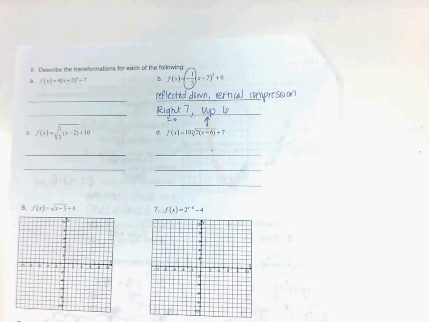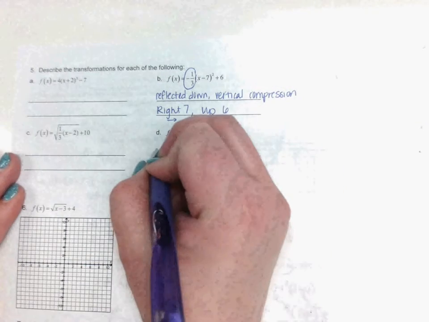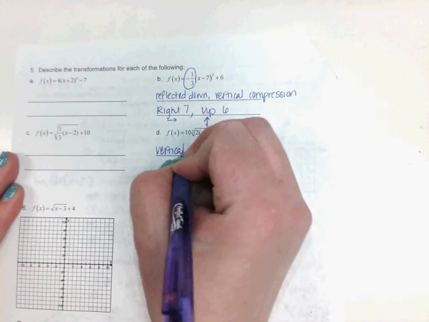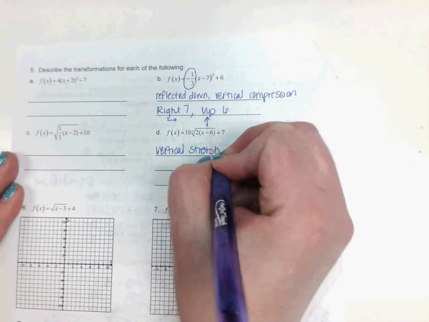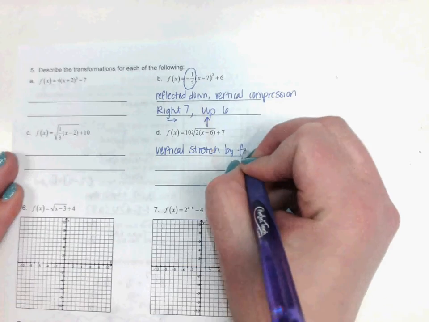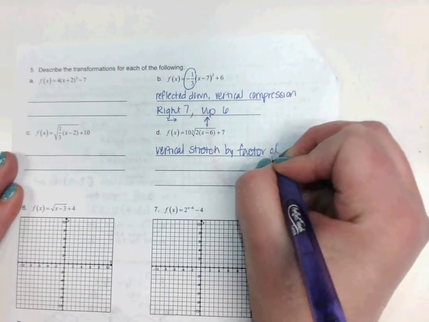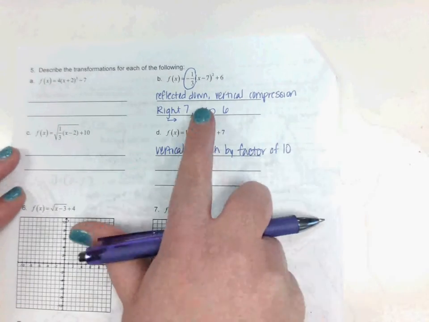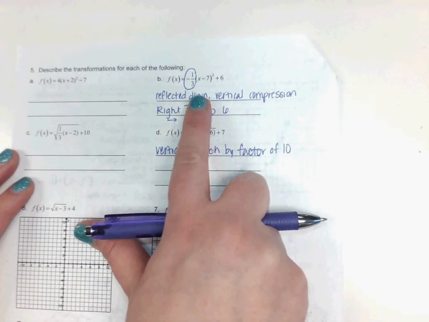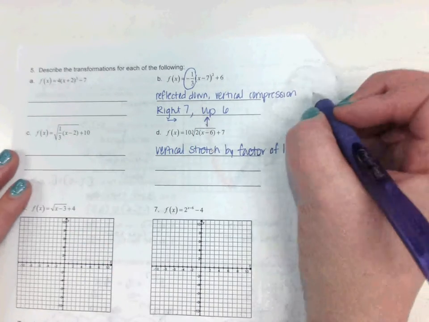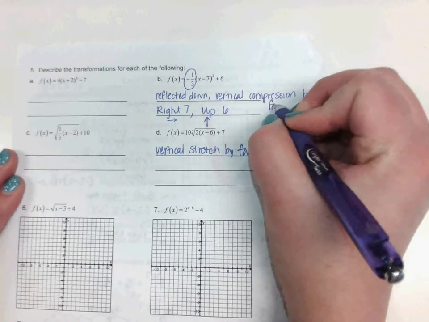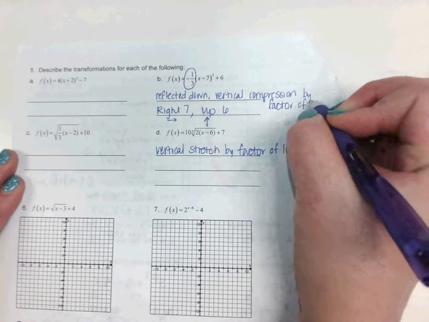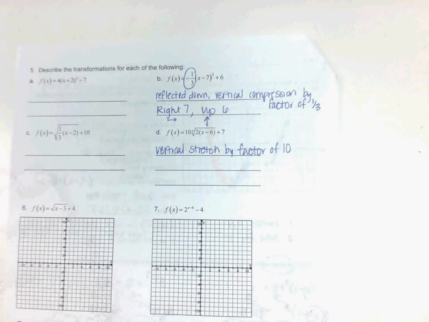Okay, let's do letter D. First thing I noticed, I got a little 10 there on the outside. What's that? A stretch or a compression? Okay, so I have a vertical stretch, and that would be by a factor of 10. I didn't write that last time, but if you want to put it up here, what would our factor be for the vertical compression up here? Factor of a third.